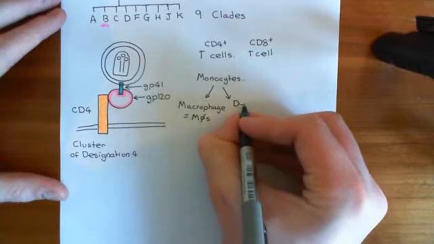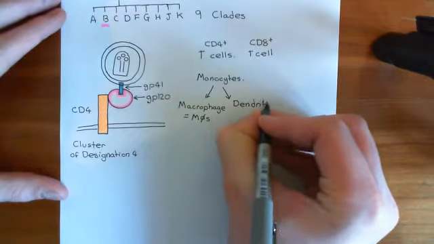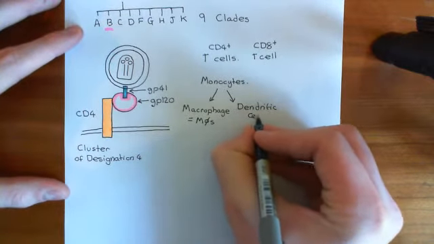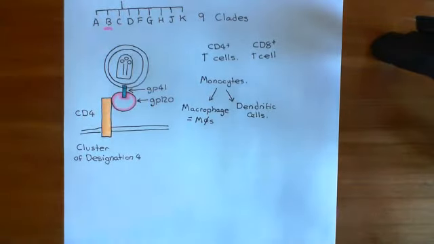The other key cells that monocytes can differentiate into is dendritic cells. Okay, and dendritic cells have a similar function to macrophages. They phagocytose pathogens and they present antigens on their surface in MHC class 2 along with co-stimulatory molecules, and they can activate CD4 positive naive T cells. They can activate the adaptive immune response, and they're very, very good at doing that.